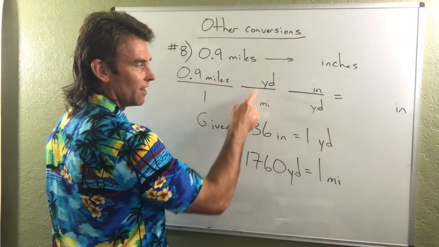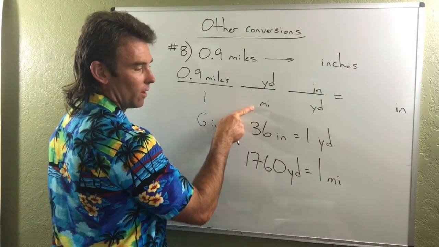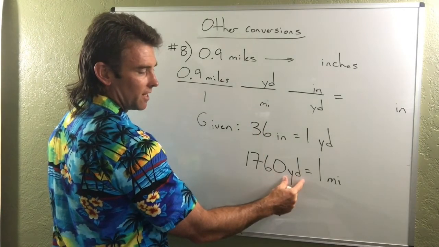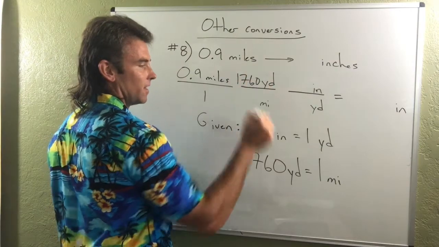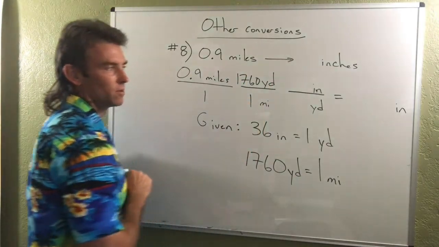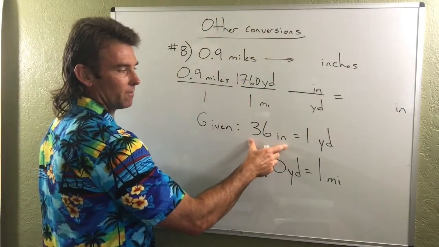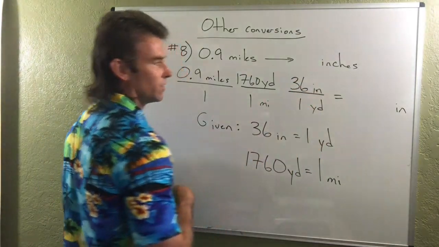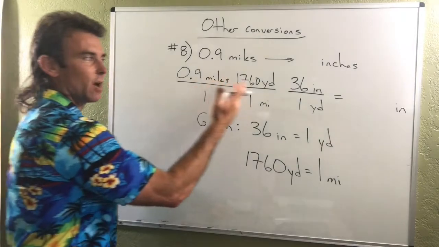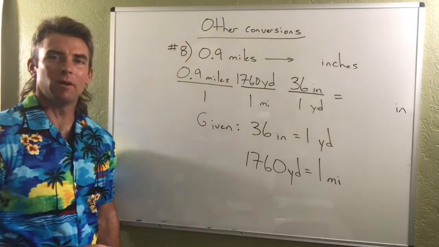And once again, I look at my units and I say, okay, what number goes with what? Well, I see a yard there and a 1760, so I'll put that up here. I see a 1 that goes with miles. I look up here and see 36 goes with inches and 1 goes with yard. So this is just helping me to keep track of what I have to do.